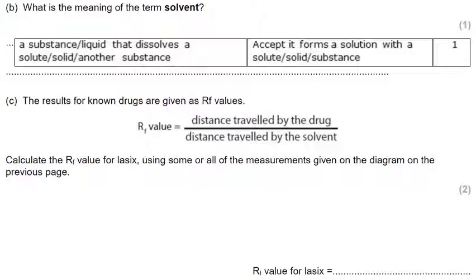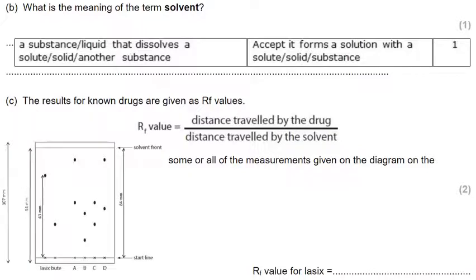C, the results for the known drugs are given as RF values. Calculate the RF value for Lasix using some or all of the measurements given on the diagram on the previous page. So it's quite nice that they've given you these measurements. And here, the RF value is just a decimal, or a fraction expressed as a decimal, of how far the solute has moved in comparison to the solvent.